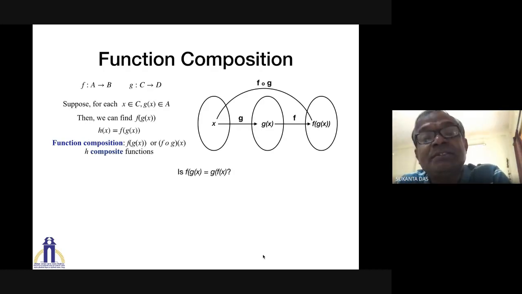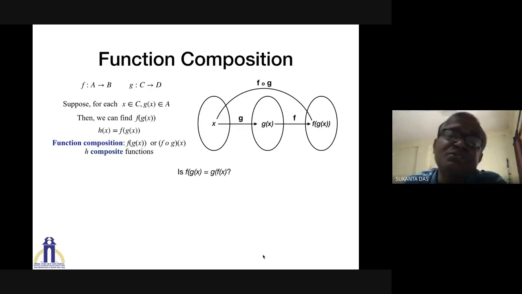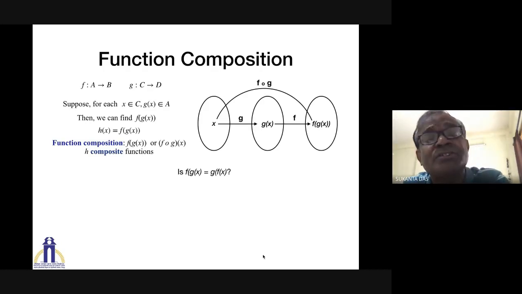Now, let us ask this question. Is f of g(x) equal to g of f(x)? Can I arbitrarily compose these two functions? What do you think? See here what I've said. First we apply g, then f. What will happen if I apply first f, then g?